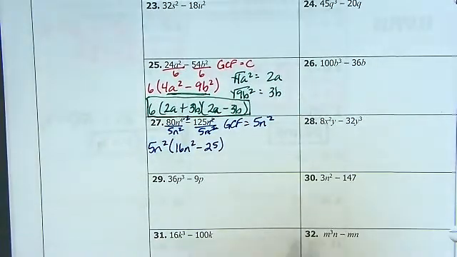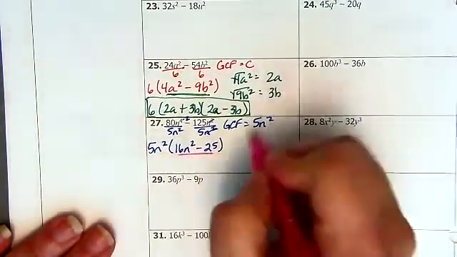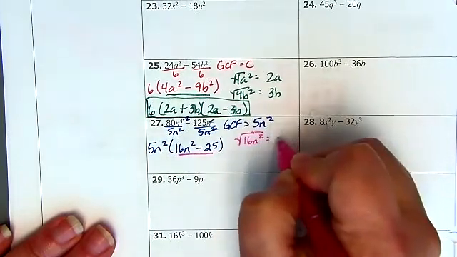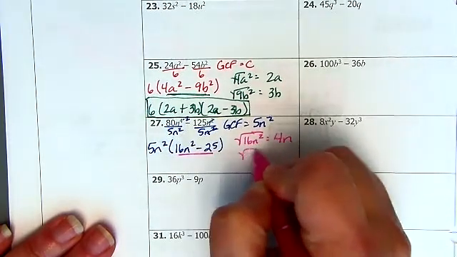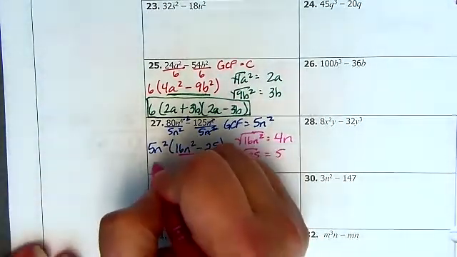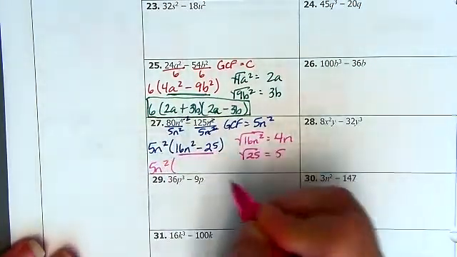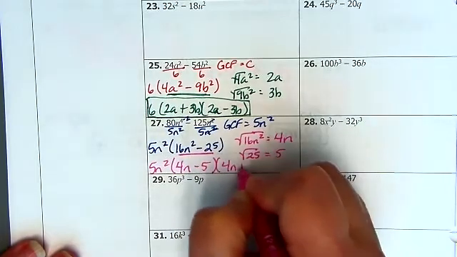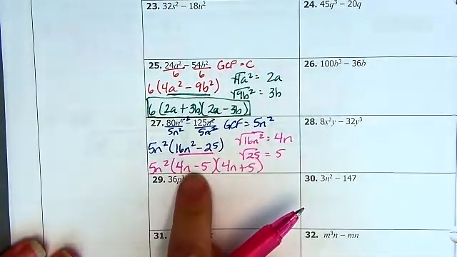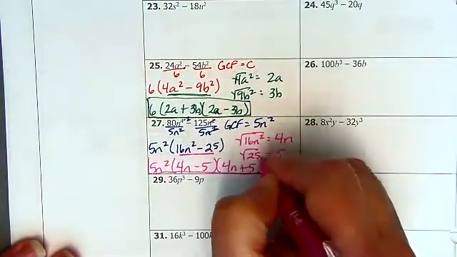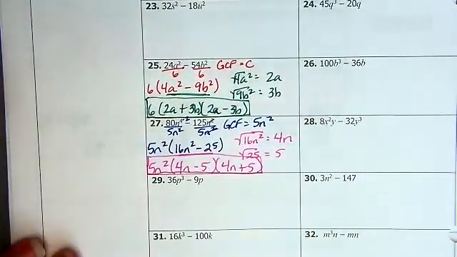But I'm not done yet, because now I've got to look to see, is this a difference of squares? So the square root of 16n squared is going to give me 4n. The square root of 25 is 5. Both of those are perfect squares. So my final answer is 5n squared, open parentheses, 4n minus 5 times 4n plus 5. And it doesn't matter which one's first or second, just as long as one's positive and one's negative. And here is my final answer in factored form.